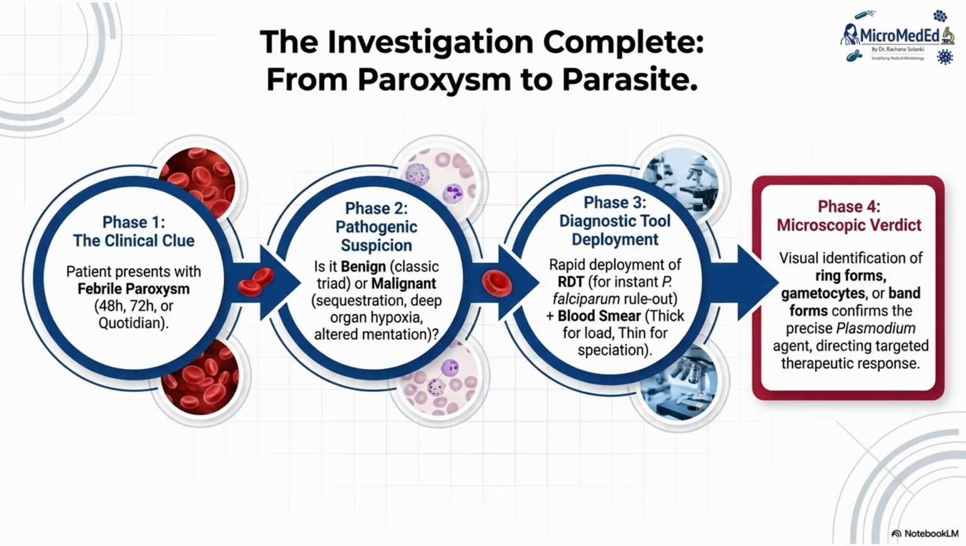Malignant due to sequestration, deep organ hypoxia, altered mental status and related complications. Laboratory diagnosis required: peripheral smear, thick smear, thin smear. Then rapid diagnostic tests, these would be your serological antigen detection tests, pLDH, HRP2 and aldolase, as well as quantitative Buffy coat. The differentiating points between vivax, malariae, ovale and falciparum is from the peripheral smear examination by visualizing ring form and gametocytes.